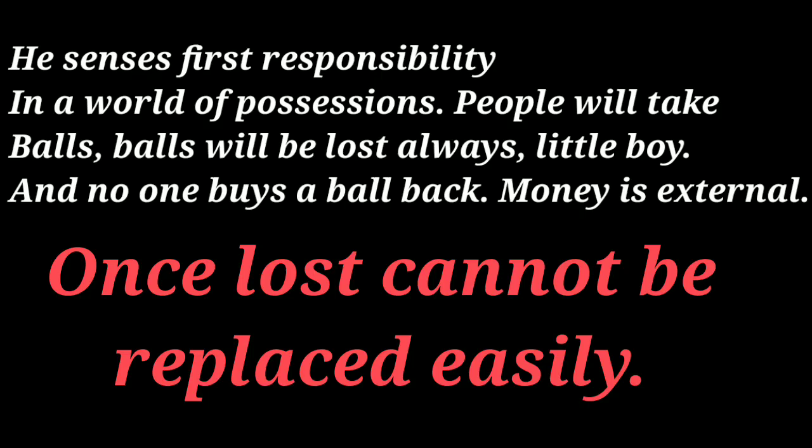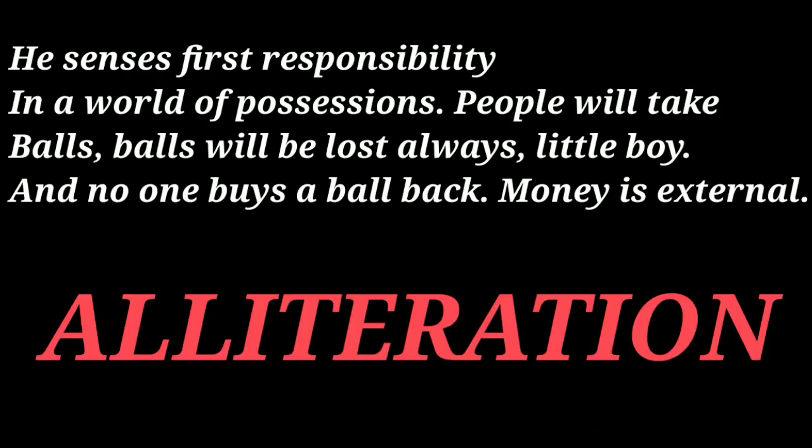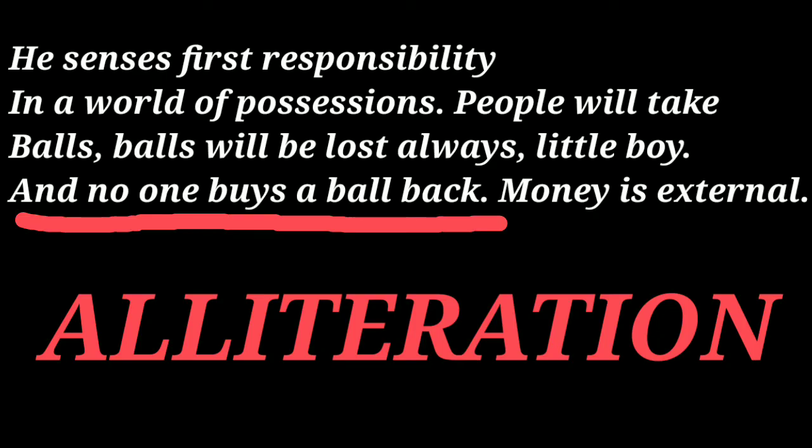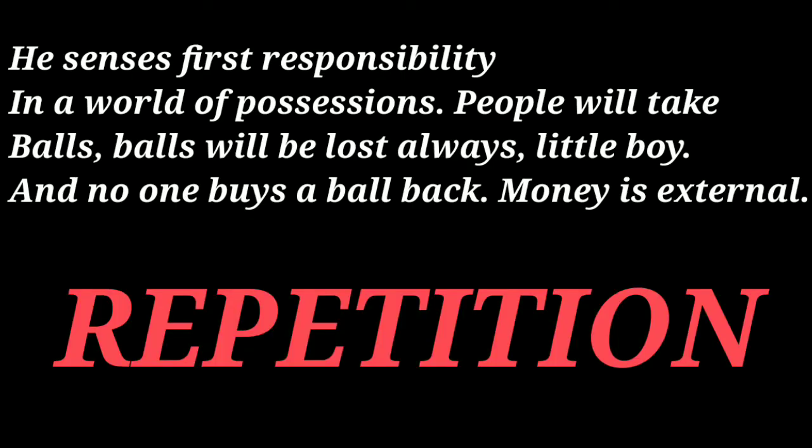Now, let's see the literary devices that are used in these lines. First is the alliteration. Look at the line, and no one buys a ball back. Which sound is being repeated? It's the B sound. So buys a ball back is the example of alliteration. The second device is repetition. The word ball is being repeated here. You see, balls, balls. So this is repetition.